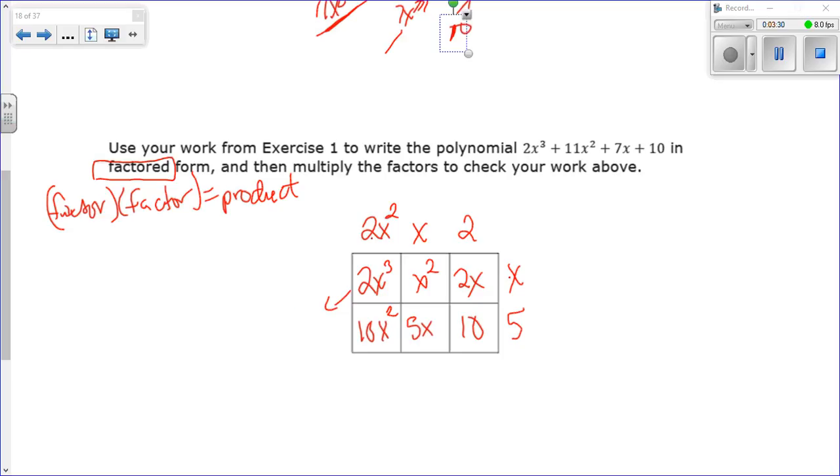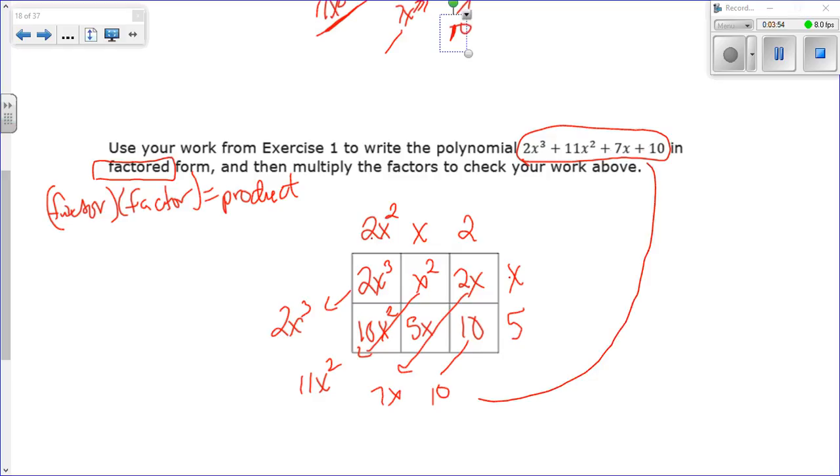So going this way on the diagonals, it's 2x cubed. Adding up, I have 10x squared and 1x squared, so it's 11x squared. On this diagonal, I have 2x plus 5x, which is 7x, and then this is just 10. So I have my 2x cubed plus 11x squared plus 7x plus 10 as my outsides here to show that it works. Okay, next page.